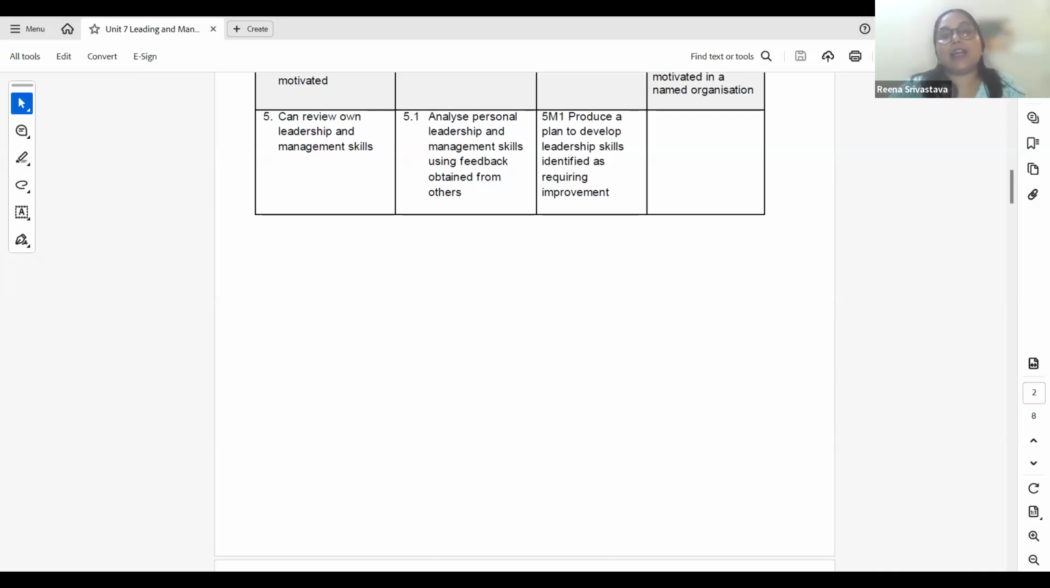And then there is a merit task, which requires you to produce a personal development plan to develop the leadership skills that you have identified at the time of your pass task. That means in the skills audit.